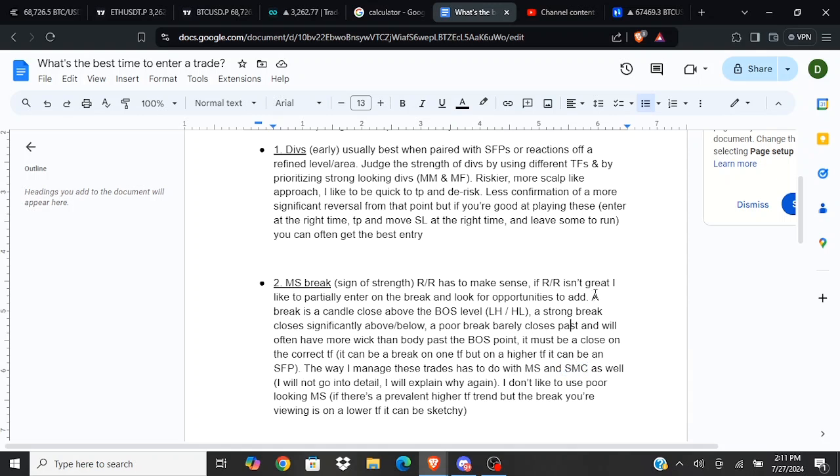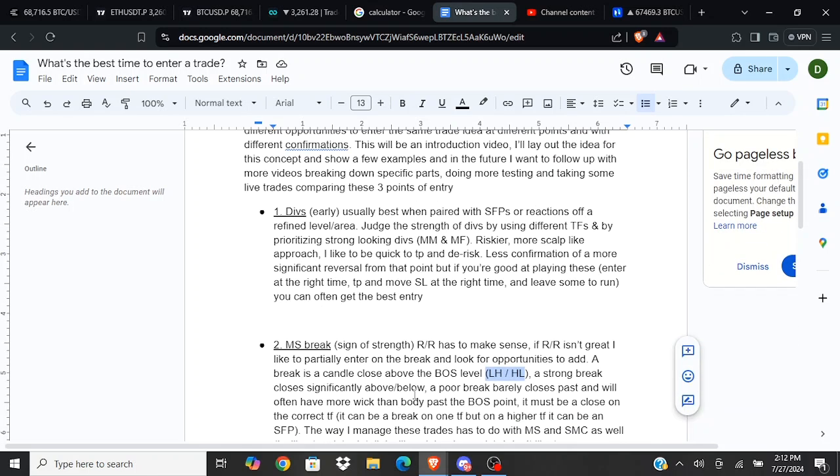But for a simple breakdown, a break of structure is a candle close above the break of structure level, which, if you're looking at a reversal, would be a lower high or a higher low. If you're looking at a continuation of structure, it'd be breaking past the last higher high or lower low in a trend. But I'm really focusing on reversals for this sequence of confirmations.